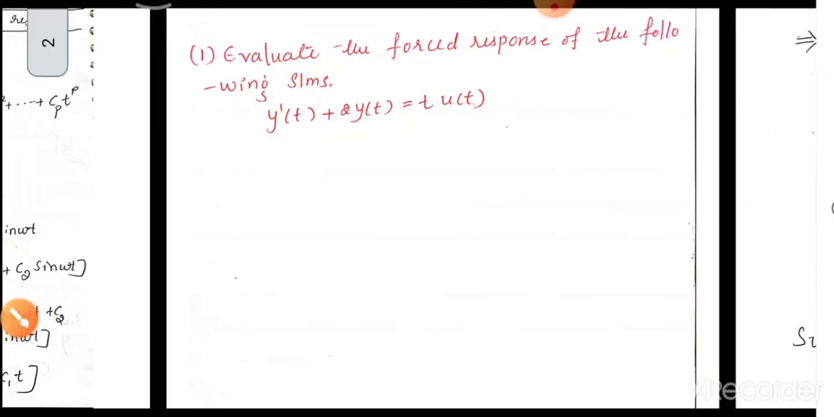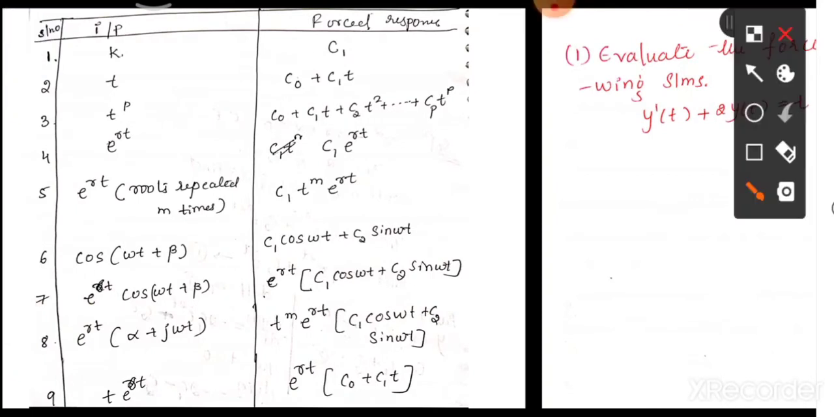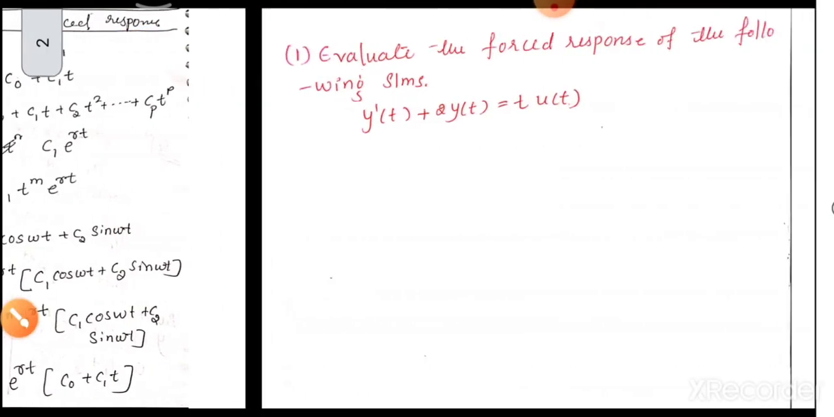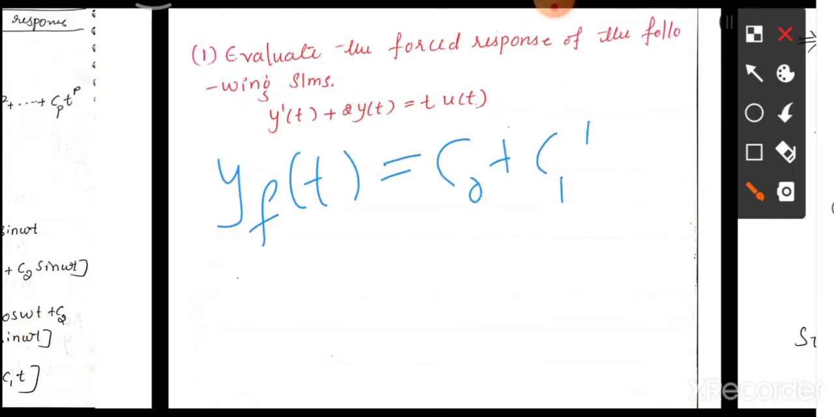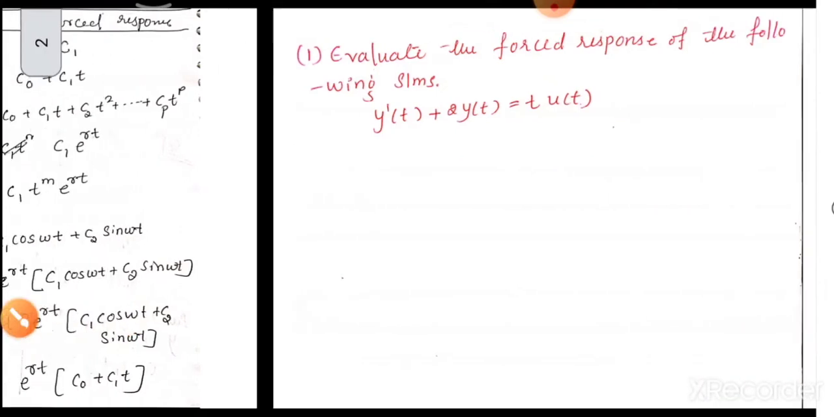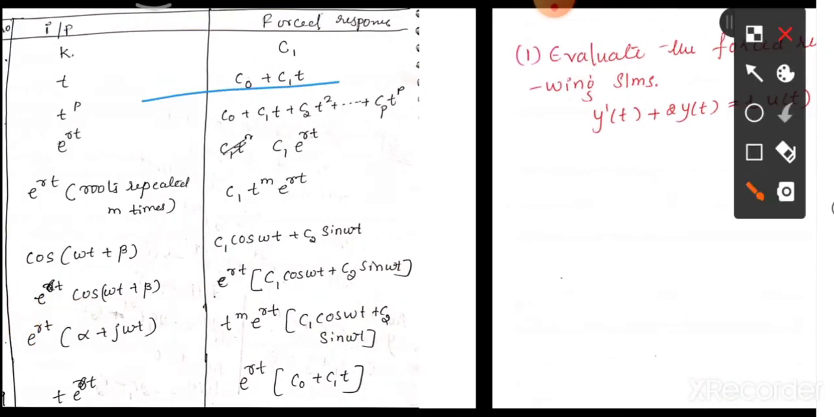If our input is t, then what is the structure of the forced response? If input is t, then what is the structure of a response? It will be c naught plus c1 t. That we have to mention here, that is yf of t will be equal to c naught plus c1 t. So this we have to consider.